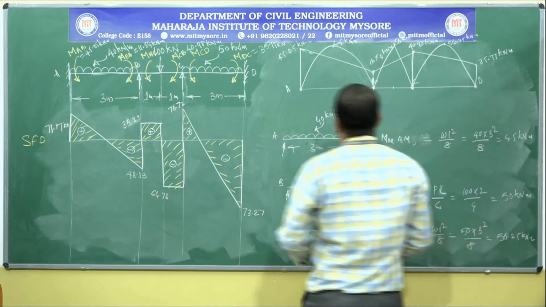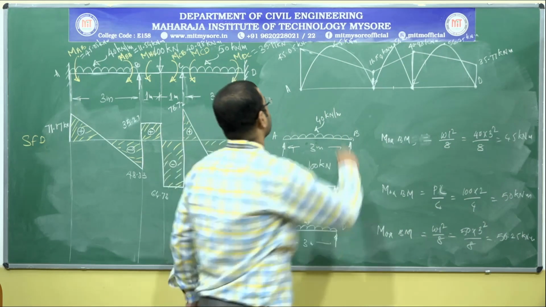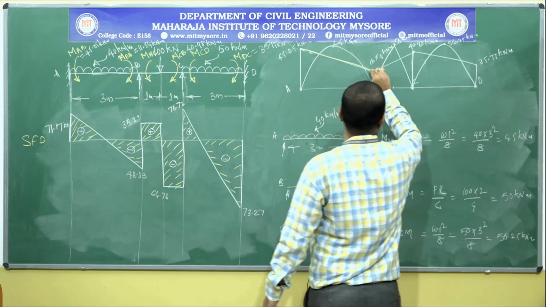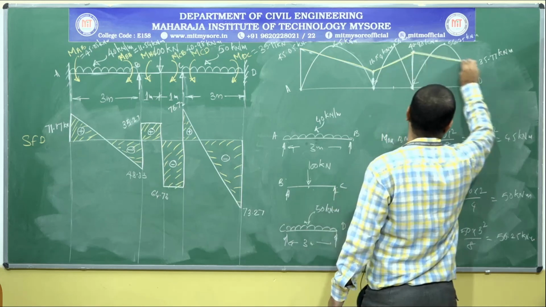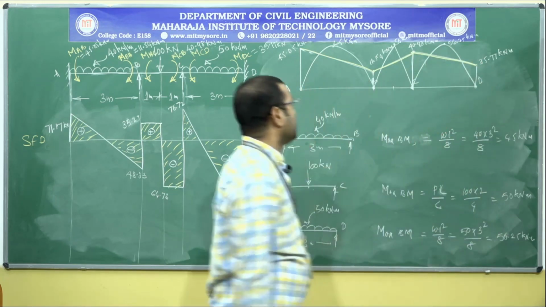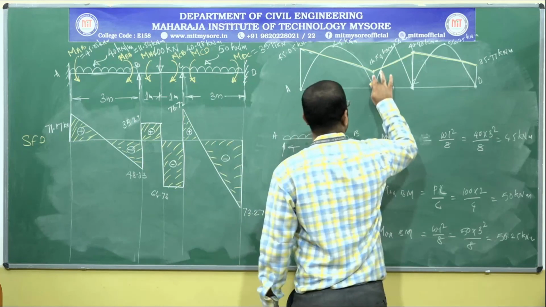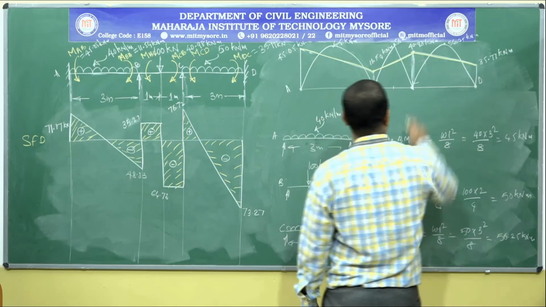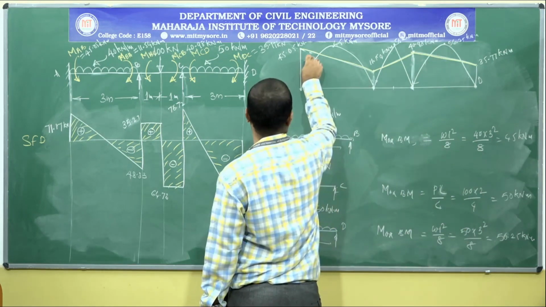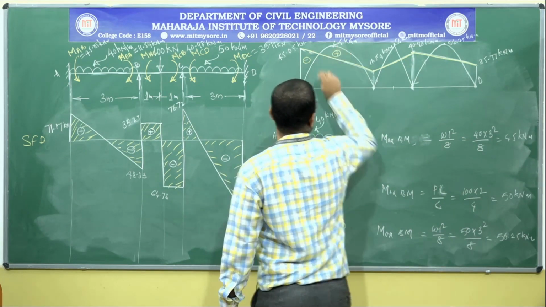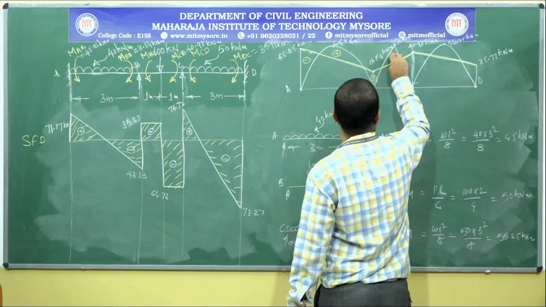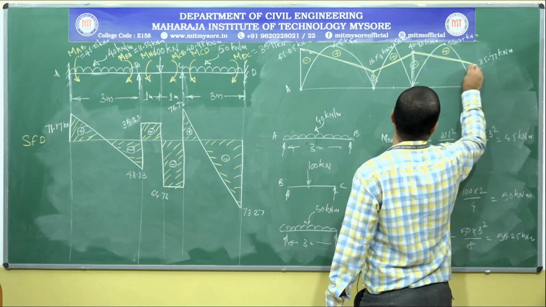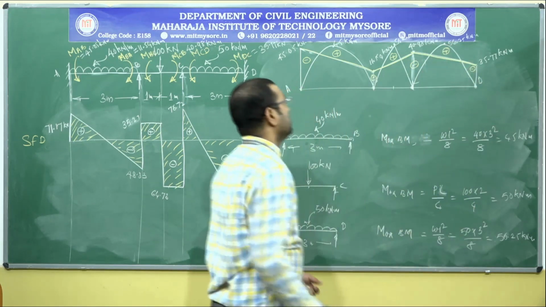Okay. Now here we need to consider this as the datum, for differentiating positive and negative bending moments. So whatever bending moment is below this, it is a negative bending moment, and above it is a positive bending moment. So this is a negative bending moment, positive bending moment, this is negative, this is positive, negative, and positive, this is negative bending moment.